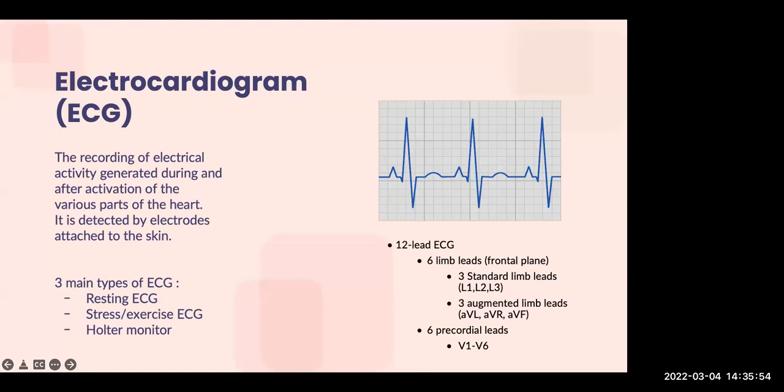ECG is a recording of electrical activity, which is generated during and after activation of various parts of the heart, and it is detected by electrodes which are placed on the skin. There are three main types of ECG. The first one is resting ECG, which we usually do in the ward. The second one is stress or exercise ECG, and the last one is Holter monitor, which is continuous ECG monitoring for 24 hours or more. And ECG is composed of 12 leads, which is 6 limb leads and also 6 precordial leads.